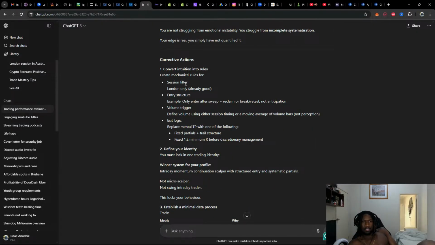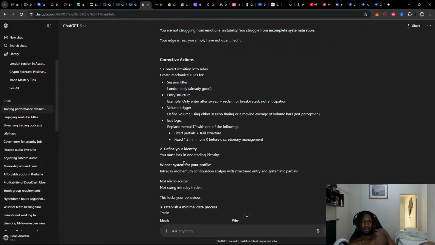Corrective actions. Session filter: London only, already good. Entry structure, for example: only enter after a sweep and reclaim, or a break and retest, not anticipation. Volume trigger: define volume using either session timing or a moving average of volume bars, not perception. Exit logic: replace mental TP with one of the following, fixed partials plus trail structure.